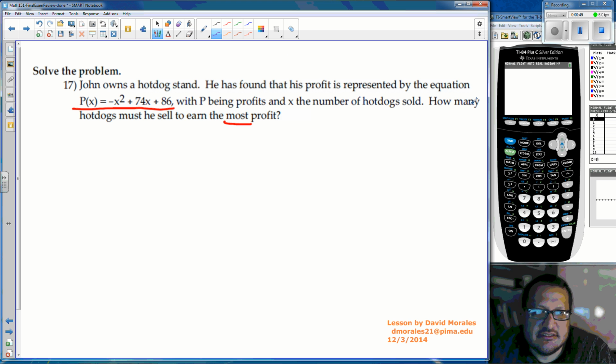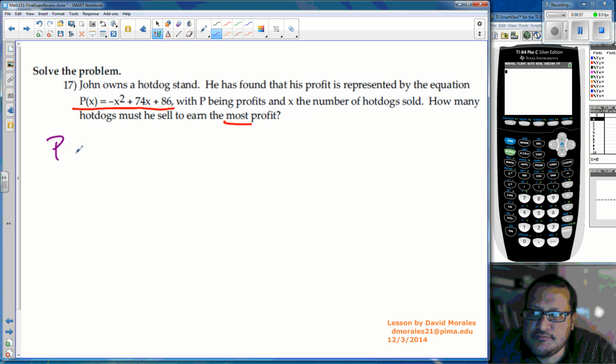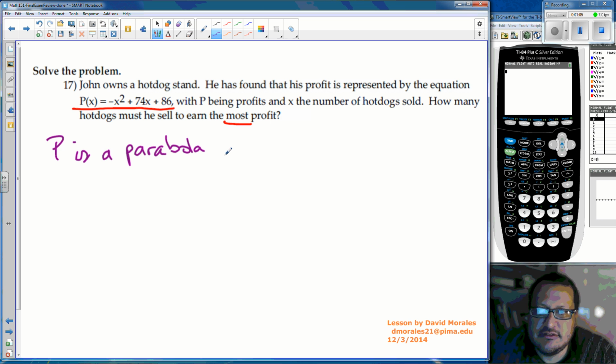This last sentence tells us what you want the most of. So the most, this is a parabola. That's concave down, so it looks like this because of the negative sign right here. When the leading coefficient is negative, the parabola opens downwards, and it has a maximum, and that maximum is at the vertex.